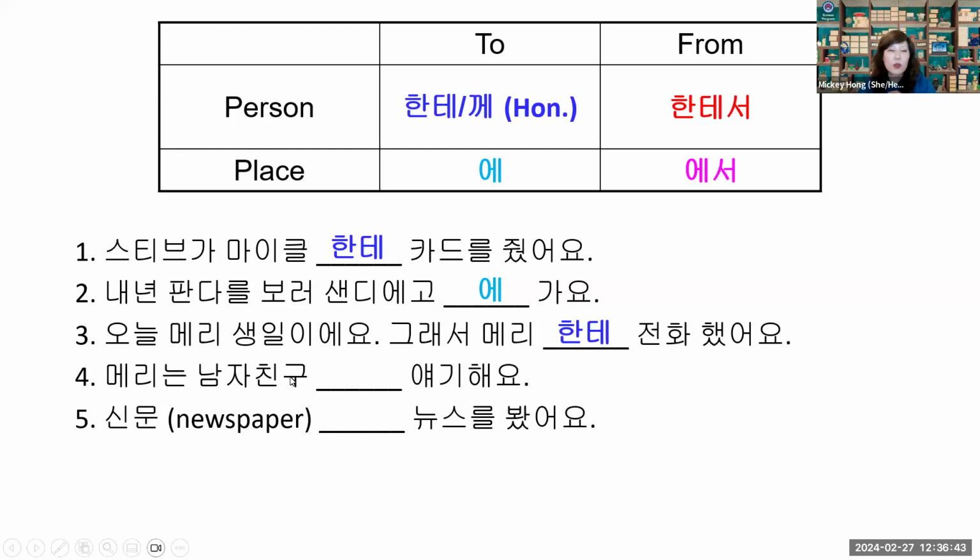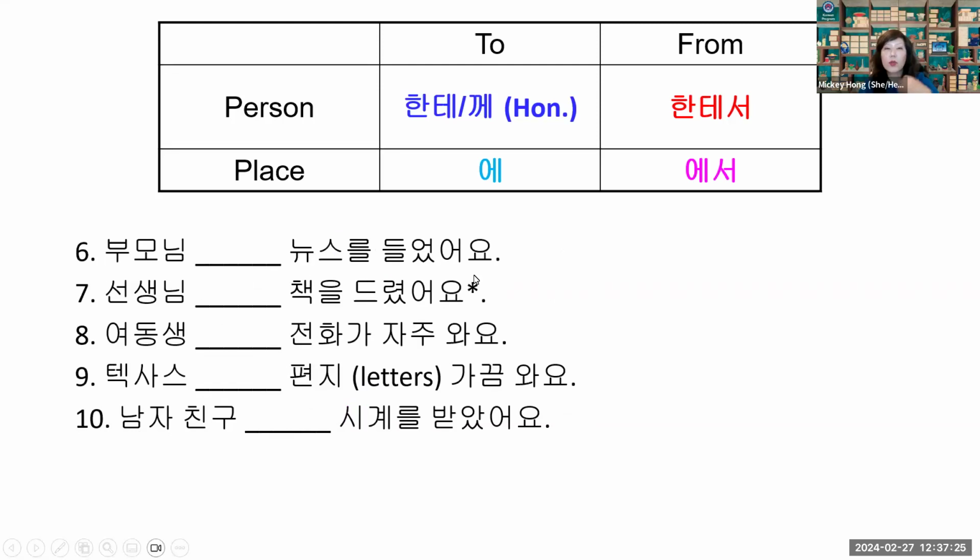메리는 남자친구한테 얘기해요. You talk to a person. Although not among the choices, you could say 하고 얘기해요. With that person, but 한테, Mary is talking to the boyfriend. 신문 is not a person. It's so important to know that 한테, 께, 에게 and 한테서 is only for people. Okay, so 신문에서 뉴스를 봤어요, because 신문 is not a person. So from the news, you've seen the news.